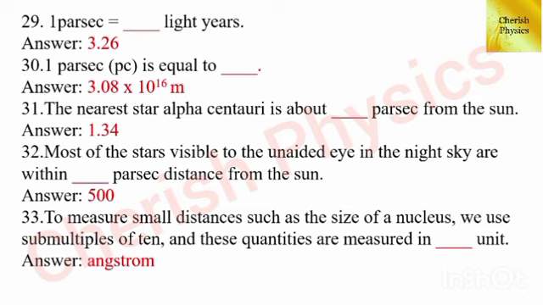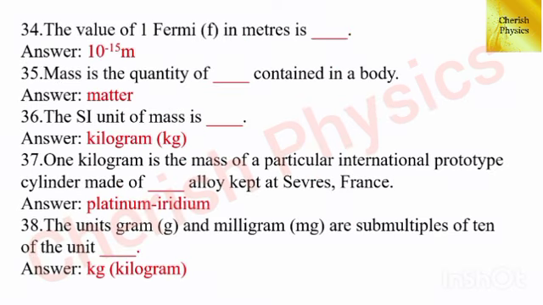The nearest star Alpha Centauri is about dash parsec from the sun. 1.34. Most of the stars visible to the unaided eye in the night sky are within dash parsec distance from the sun. 500 parsec. To measure small distances such as the size of the nucleus, we use submultiples of 10 and these quantities are measured in dash unit. Angstrom unit. 1 Fermi is equal to dash 10 to the power minus 15 meter.